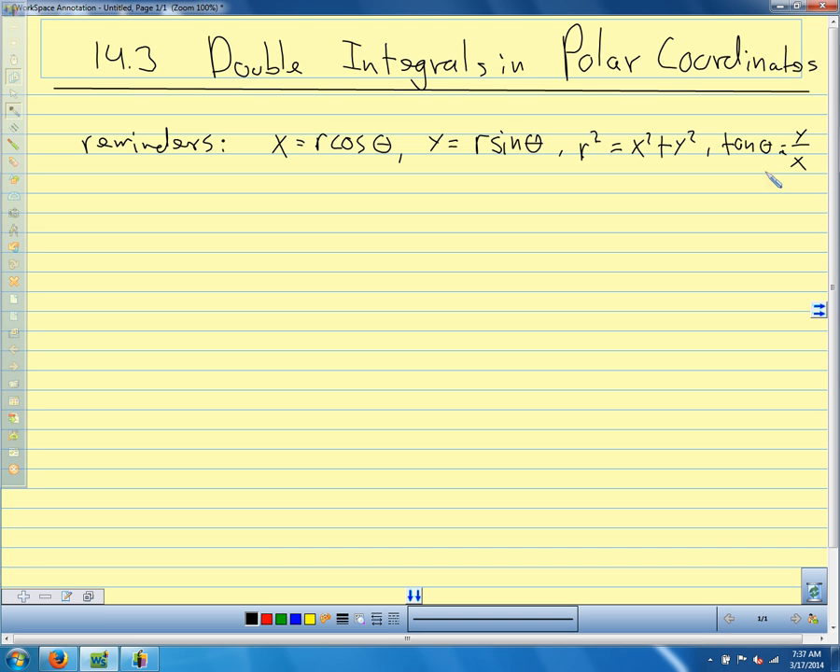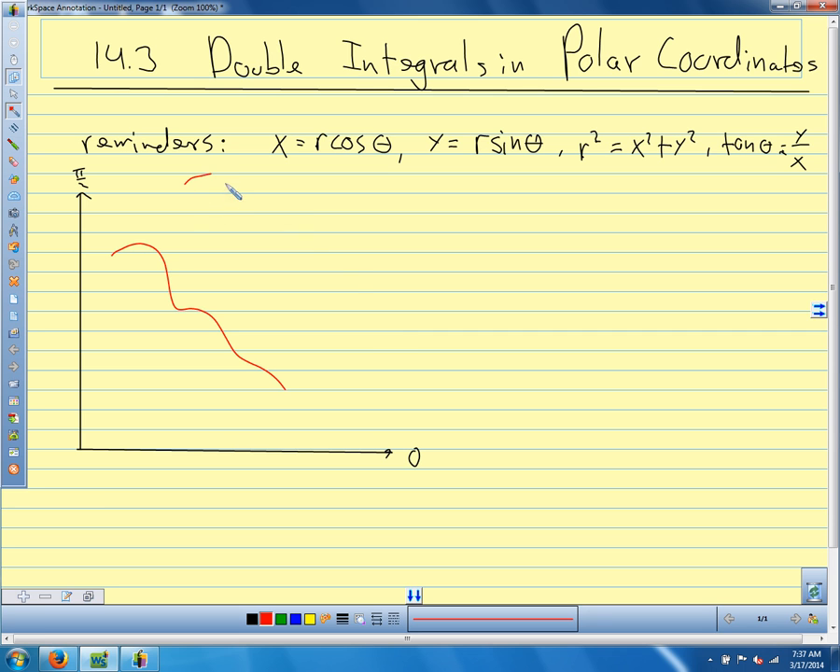So what we want to do is develop this idea of a double integral, rather than our region in the xy plane being rectangular sectors, we want them to be polar sectors. So let's draw a picture of what we're talking about here in the polar plane. So this is pi over 2 and 0. We have a couple of curves in this plane, and we're going to divide them into sectors.